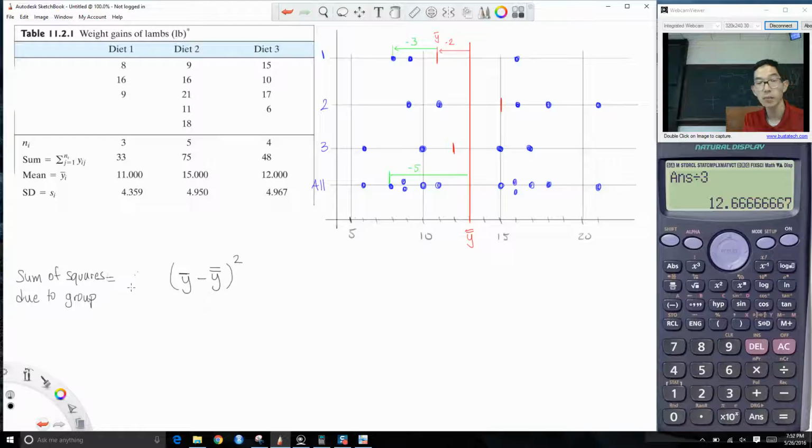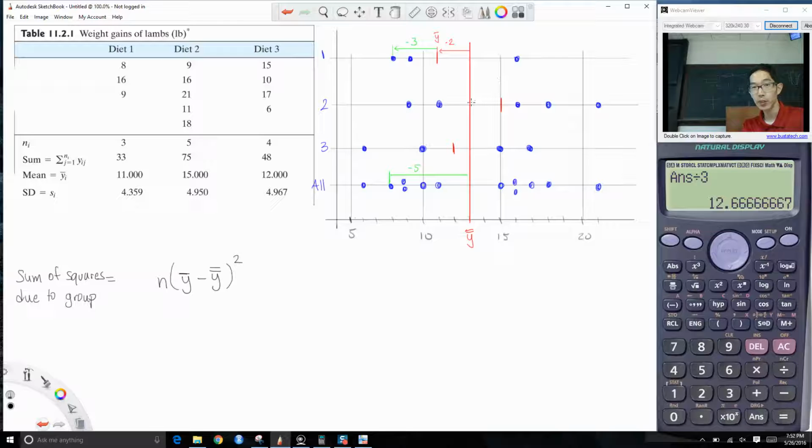The sum of squares due to the group is going to be the group mean, the fact that it's different from the grand mean. And we're going to do this for all of the points within the group. If I do this for all 3 points, all 3 of them will have the same difference of 11 minus 13, right? Because they all have the same group mean. So I can just take y bar minus y double bar and multiply that by n, how many numbers were in that group.